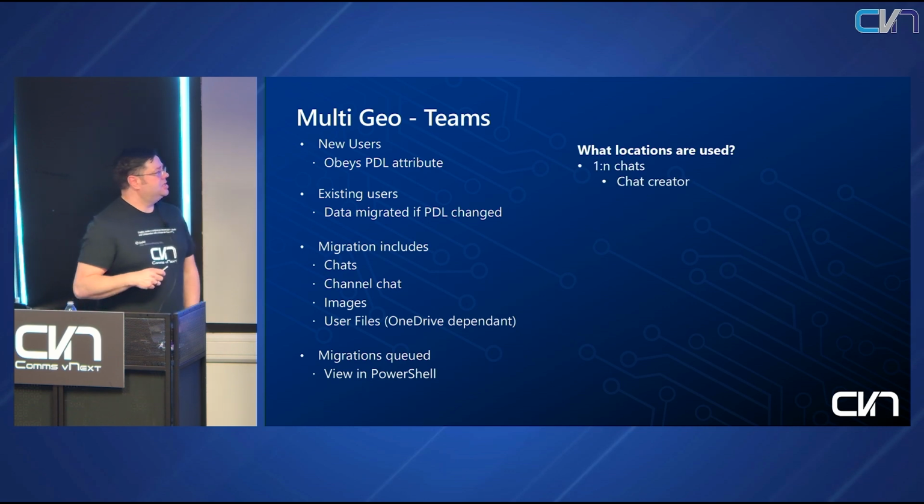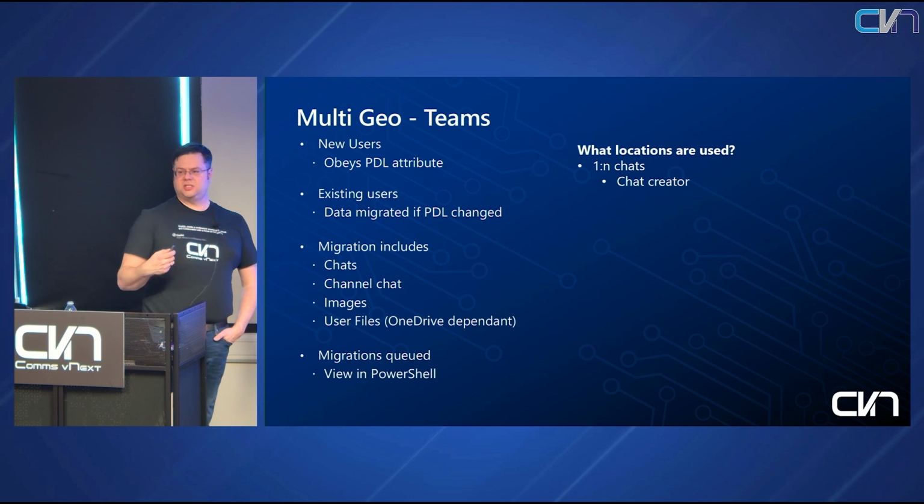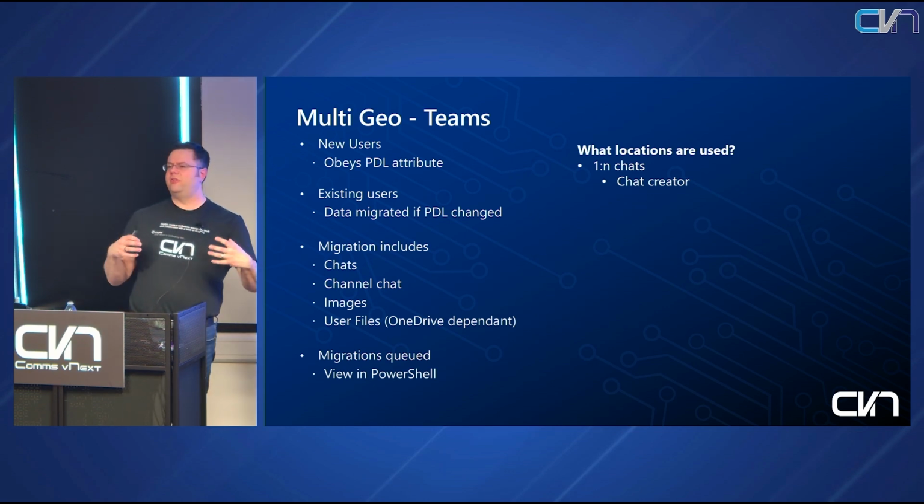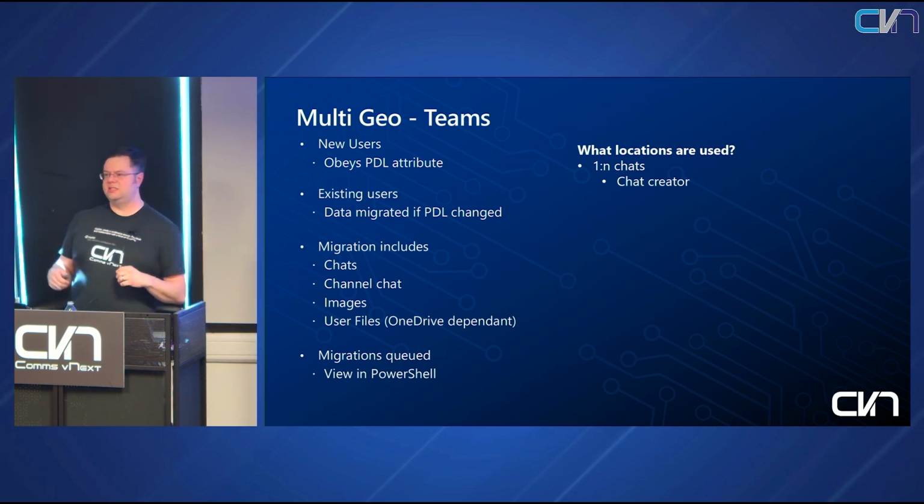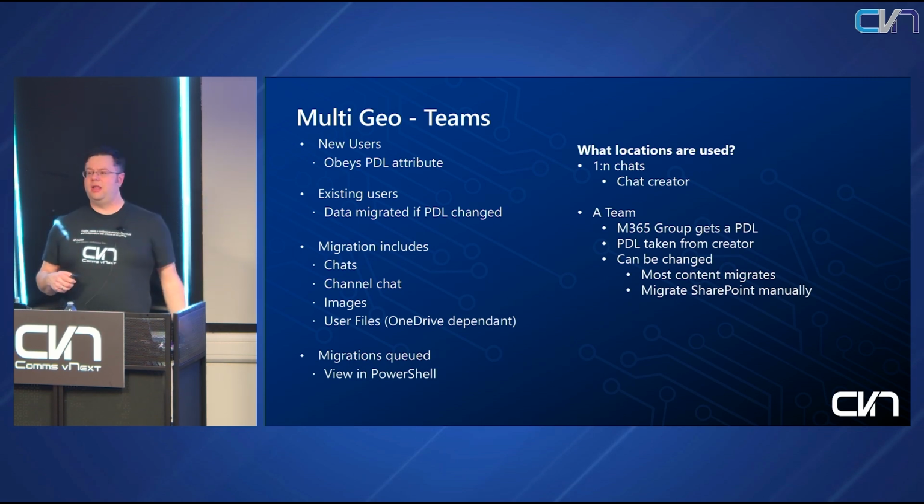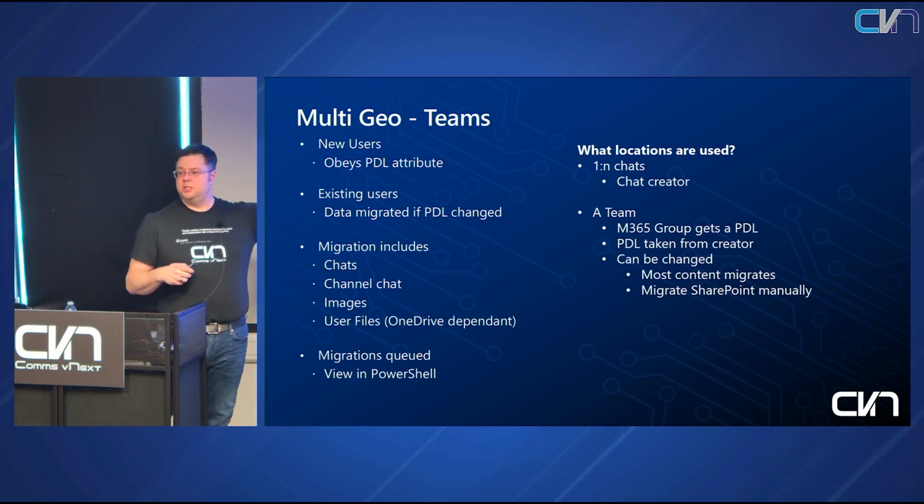But what locations are used? If we have one-to-many chats and there's something specific that lives against the user, it goes against the chat creator, because we can have this conflict, right, where one user's data is supposed to be in one location and another user's data is supposed to be in another location. The main use case there is when we create a team, right? When we create a team, we create an M365 group. The M365 group will get this attribute, a PDL.